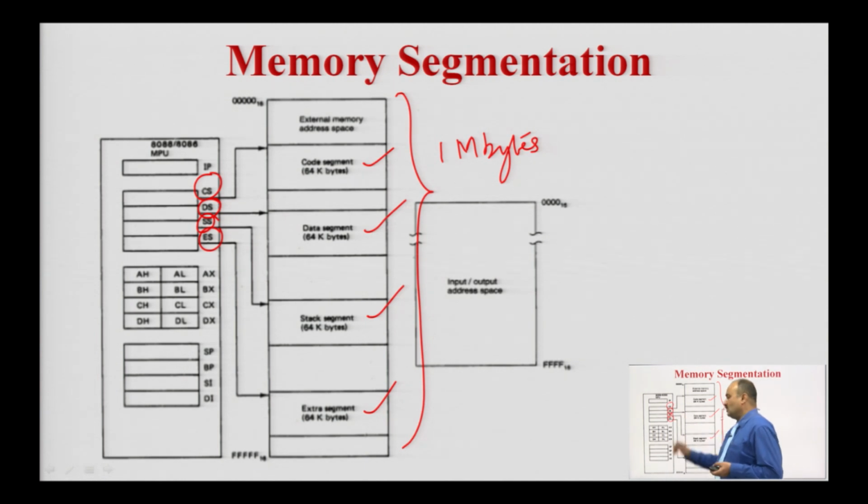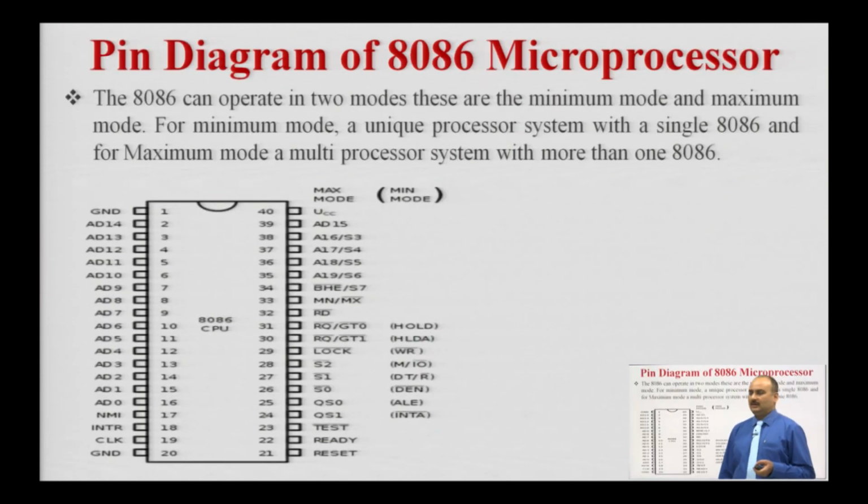The code segment register will hold the starting address of the code segment area of memory. The data segment register will hold the starting address of the data segment area of memory. The stack segment register will hold the starting address of the stack segment area of memory. So, this way the total 1 megabyte of memory is divided into 4 segment areas of 64 kilobytes each, and the segment registers are used to hold the starting address. This is the advantage of memory segmentation.